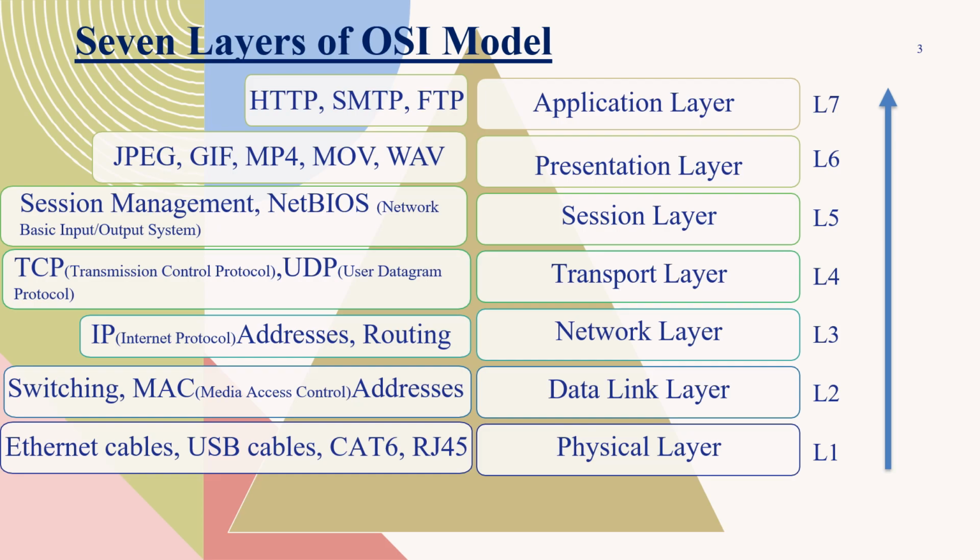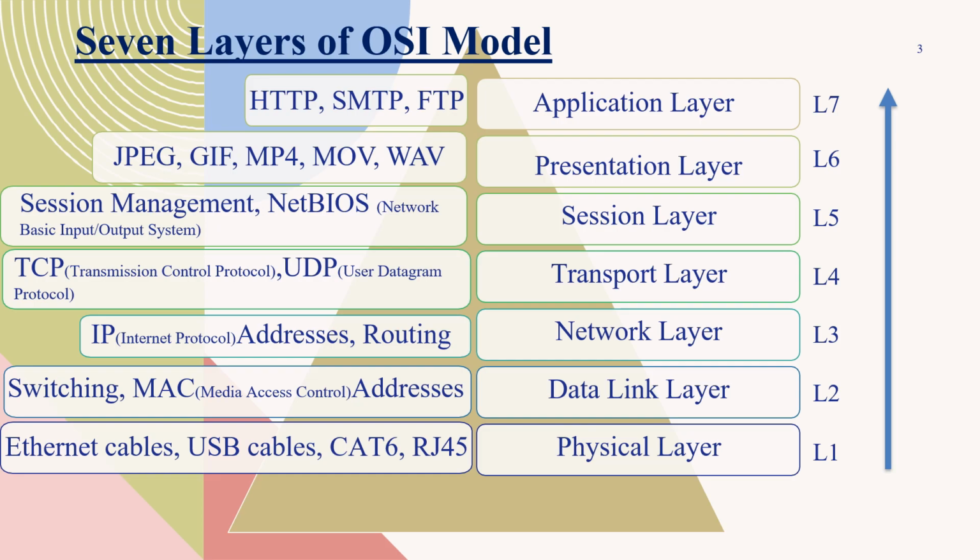Data link layer. Layer 2 is responsible for creating a reliable link between two directly connected nodes. Data at this layer is organized into frames. Frames include both data and control information such as MAC addresses for device identification. Error detection and correction also happens at this layer. Example: switching, MAC (media access control) addresses.